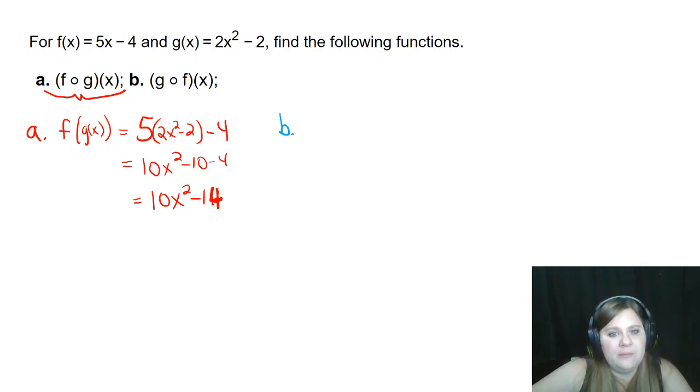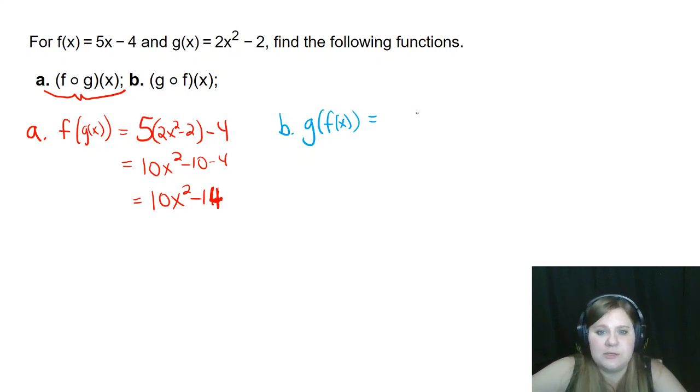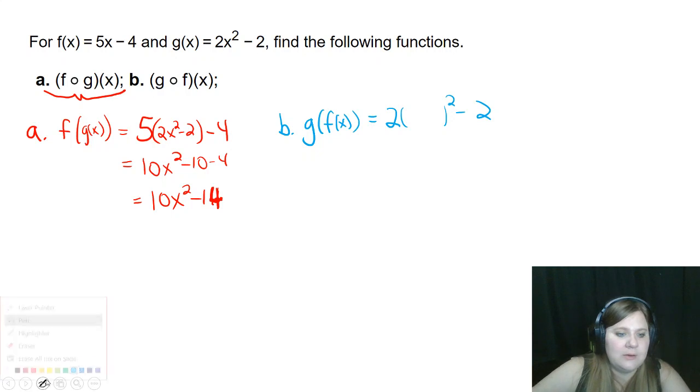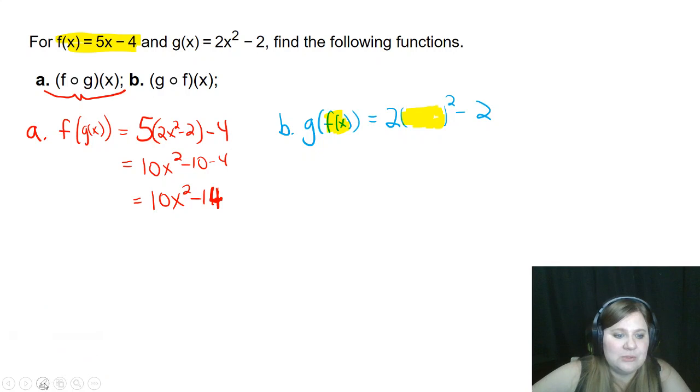However, if I were to do g of f of x, which is part b, that means everywhere there's an x in the g function, I'm going to have to replace it with f of x. So notice, again, the inside function goes inside everywhere there was an x. So now we're plugging 5x minus 4 into this function.